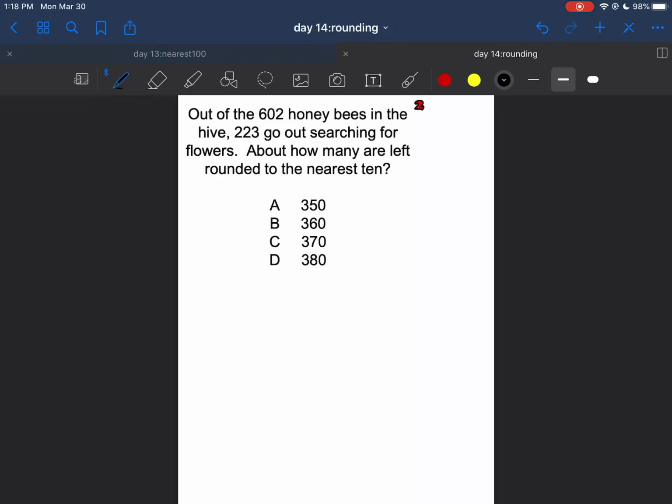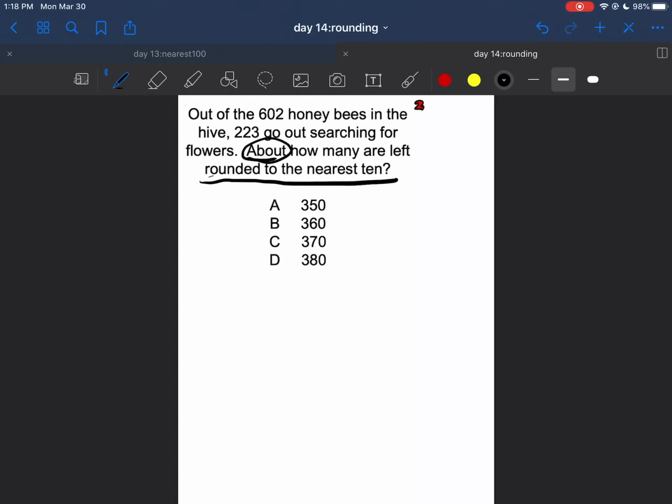Out of 602 honeybees in the hive, 223 go out searching for flowers. About how many are left, rounded to the nearest 10? All right, this one also says about, which means that we are going to round. We could have also said estimate. And they've told us that we're going to round to the nearest 10.